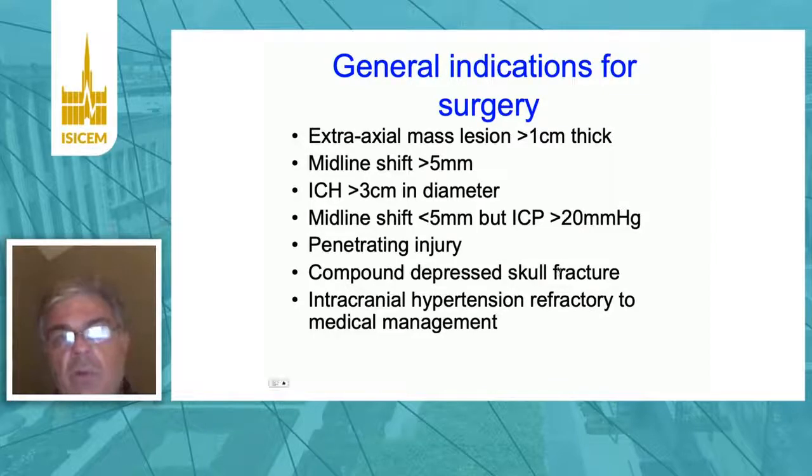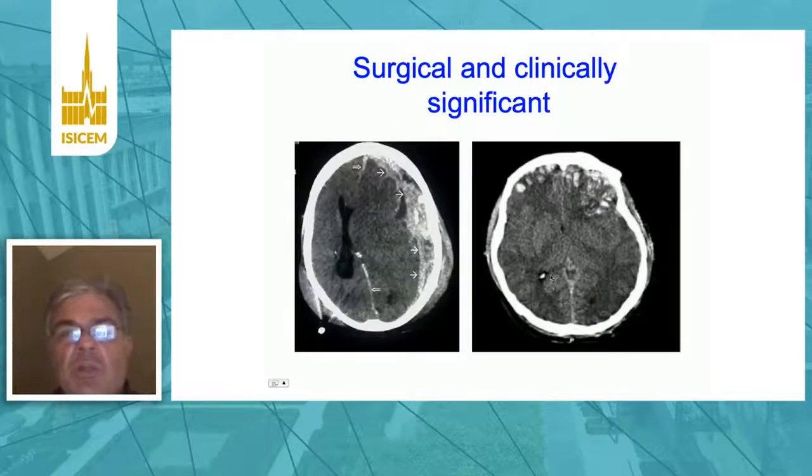In general, an extra-axial mass lesion greater than a centimeter thick, more than 5 millimeters of midline shift, a hemorrhage greater than 3 centimeters in diameter that's intracerebral, although this is location dependent, penetrating injury, and compound depressed skull fracture are general indications for surgical intervention.